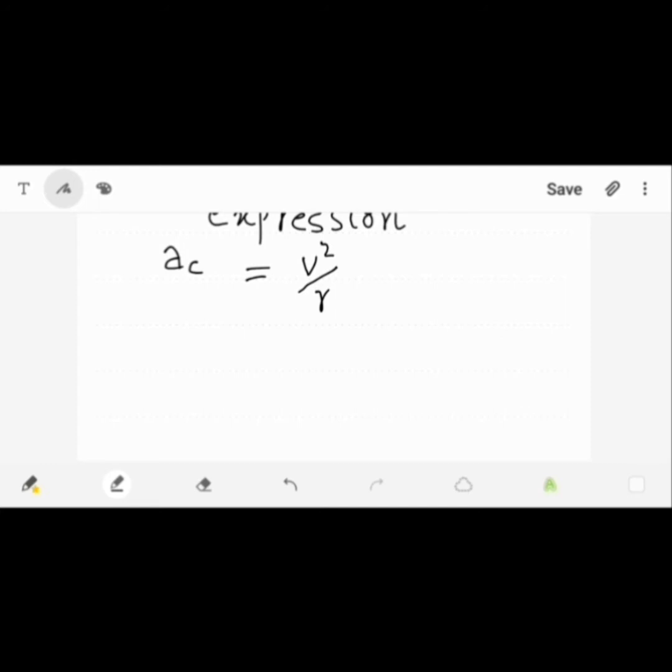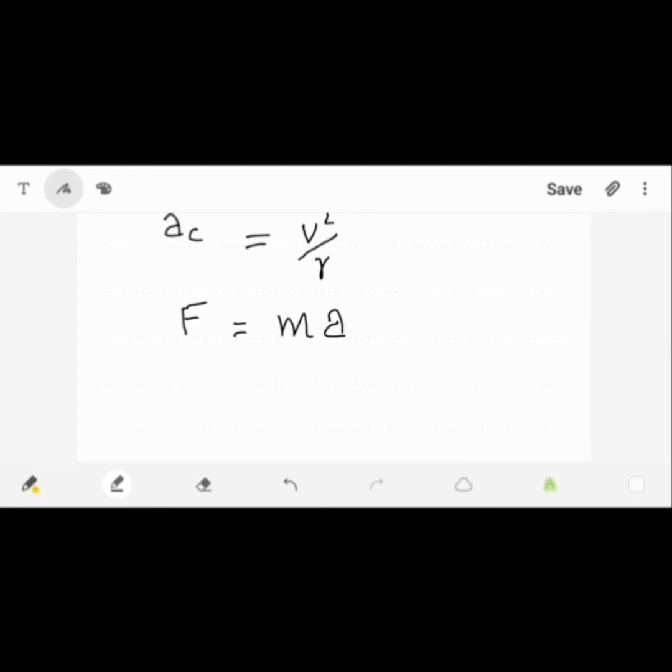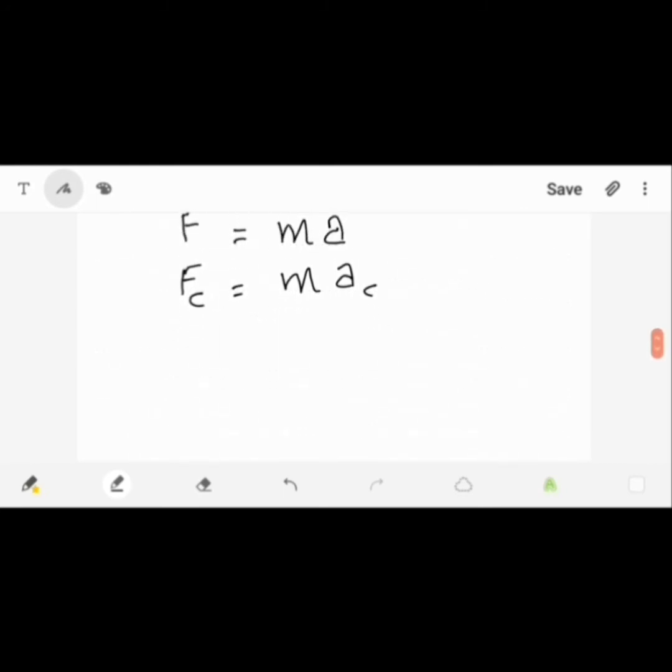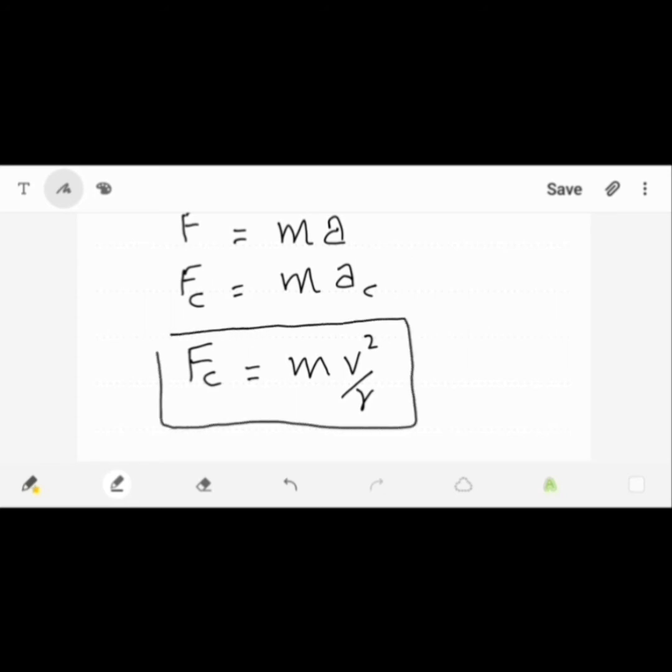According to Newton's second law of motion, F is equal to m into a. But we are discussing here centripetal force and centripetal acceleration. So this equation is written as F_c is equal to m into a_c. Now substitute the value of a_c in this equation. We get F_c is equal to m v square over r. This is the mathematical expression for centripetal force.